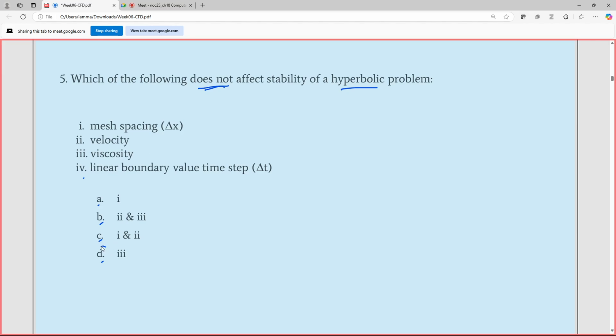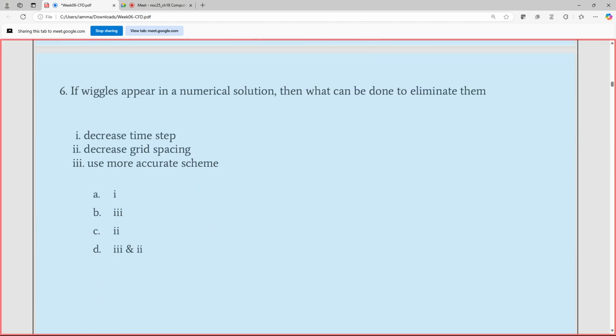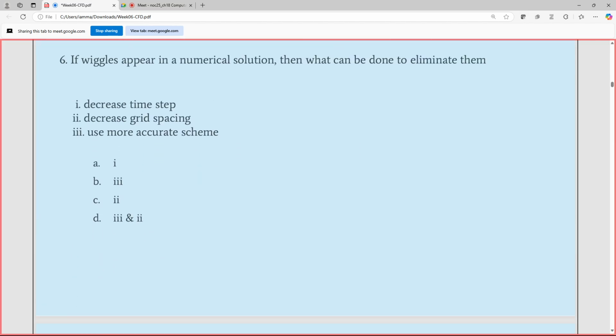The answer is option D, that is third condition only, that is viscosity only. So the question was on which of the following does not affect the stability. All the other things, that is the mesh spacing, velocity, delta t, can affect the stability of a hyperbolic problem, whereas viscosity doesn't have much say on the stability of a hyperbolic problem. Moving on to next question.